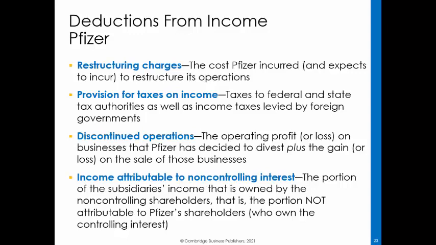The income tax provision on the income statement relates to Pfizer's profits. These are taxes that will be paid to federal and state taxing authorities, as well as income taxes levied by foreign governments and municipalities. Discontinued operations represent the operating profit or loss and the gain or loss on the sale of businesses that Pfizer has decided to divest. Last, the income attributable to non-controlling interest arises because Pfizer has one or more subsidiaries where it does not own 100% of the voting stock.